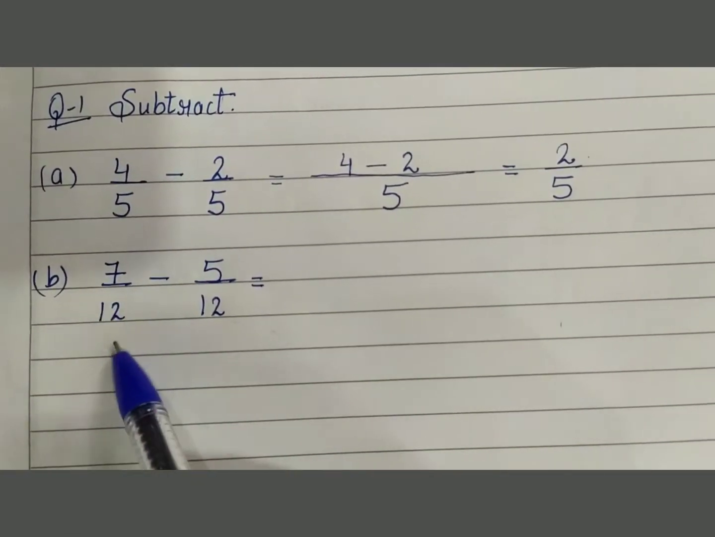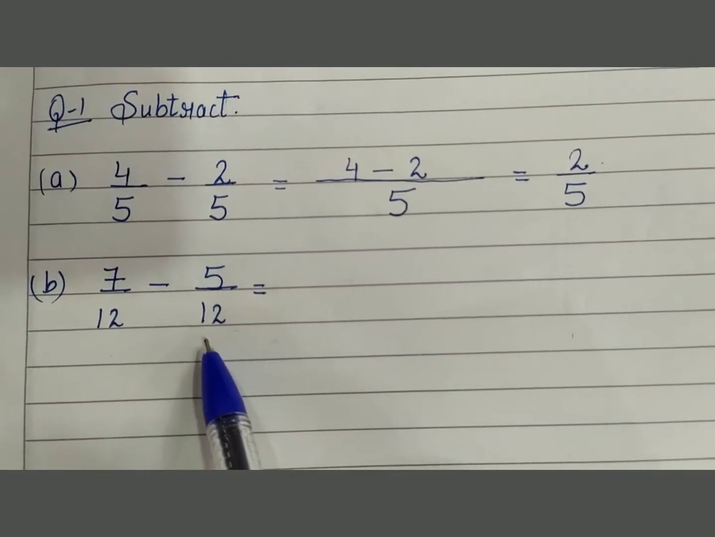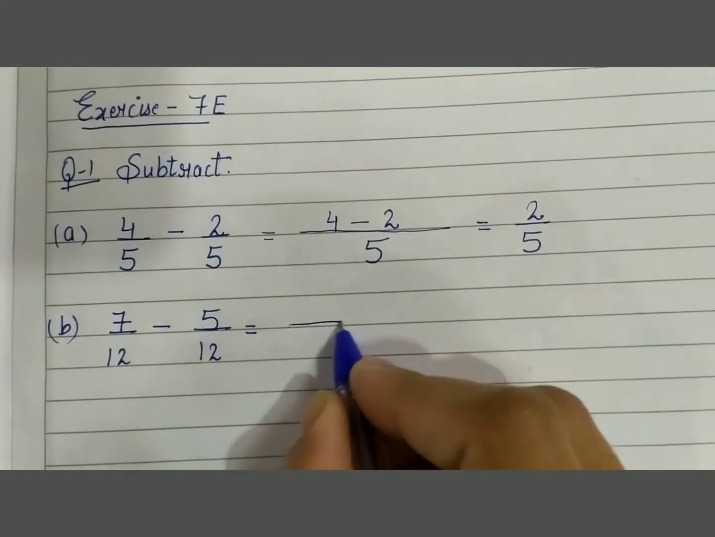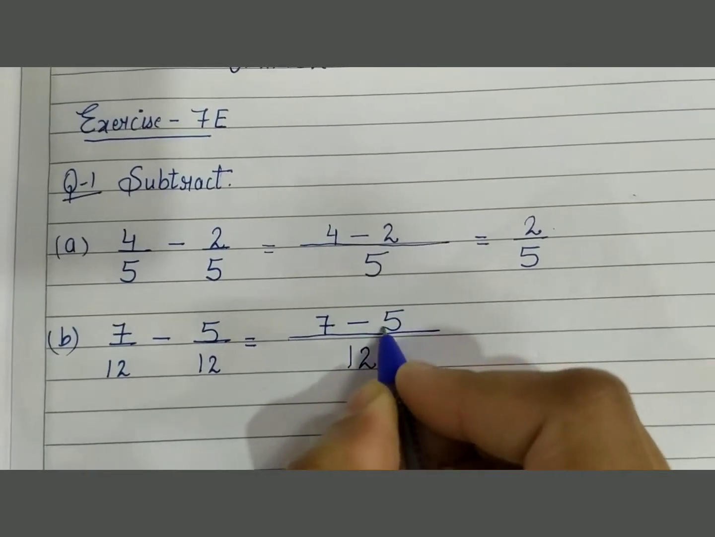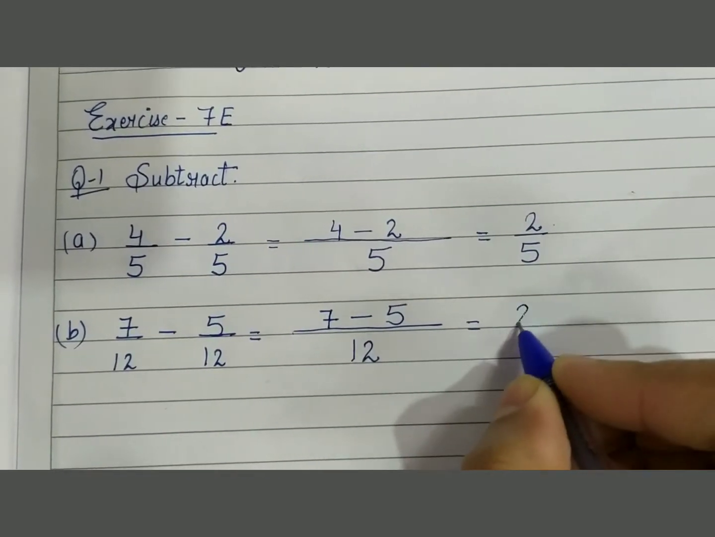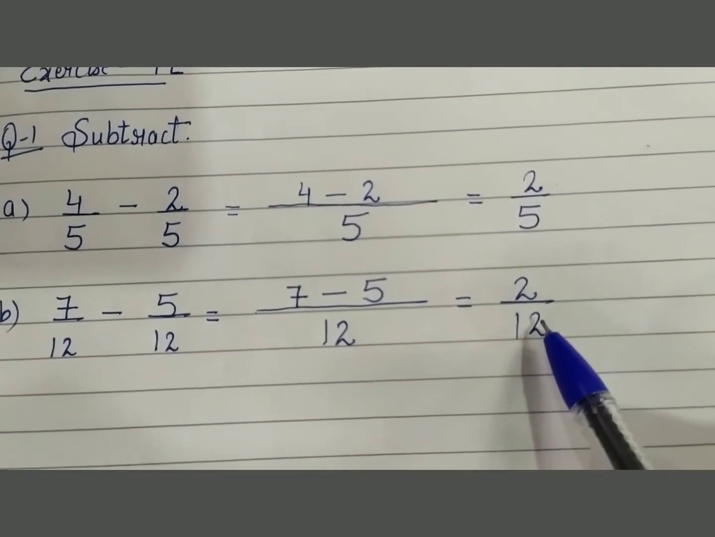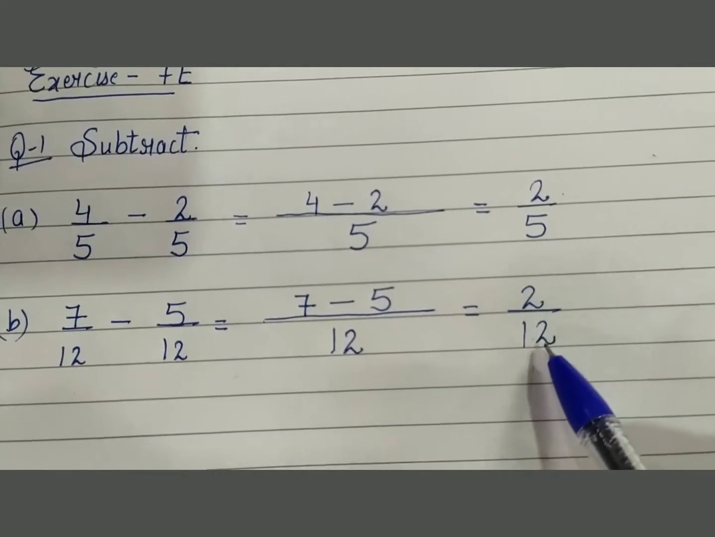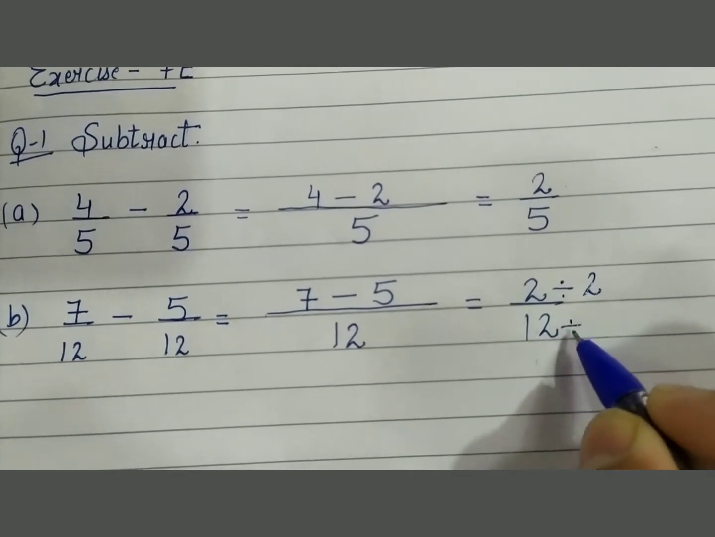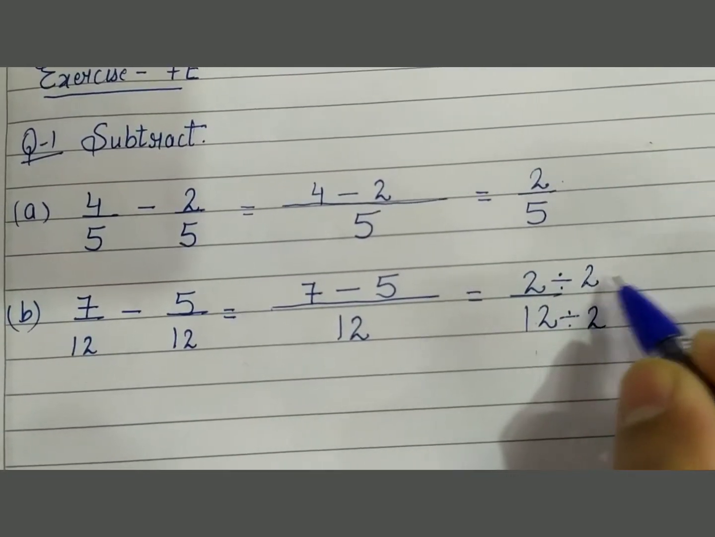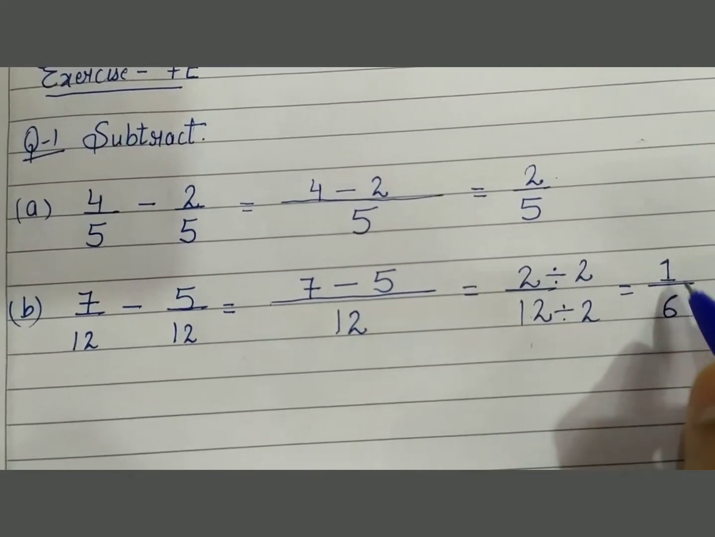B part, 7 upon 12 subtract 5 upon 12. In this fraction, 12 is common. Write 12 in the denominator. In the numerator, write 7 subtract 5. 7 minus 5, 2 upon 12. Both numbers are divisible by 2. Divide by 2. 2 divided by 2, 1. 12 divided by 2, 6. Your answer is 1 upon 6.